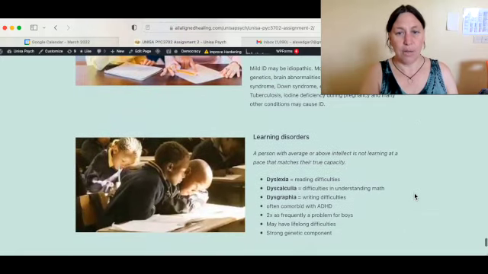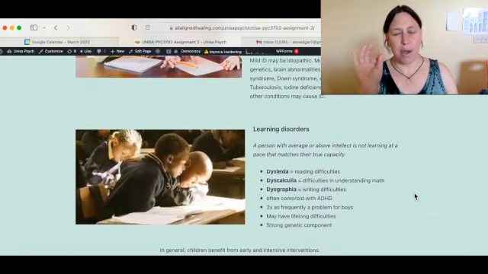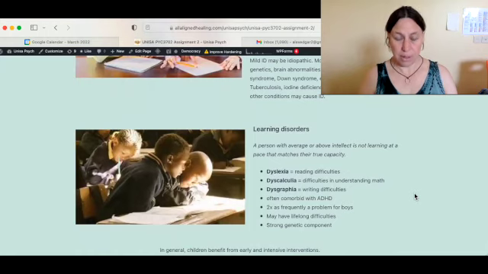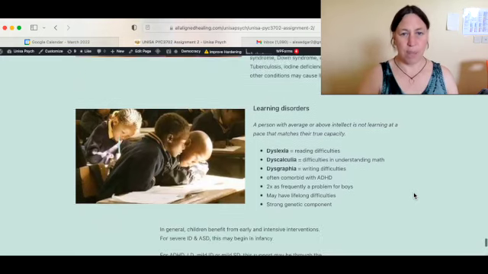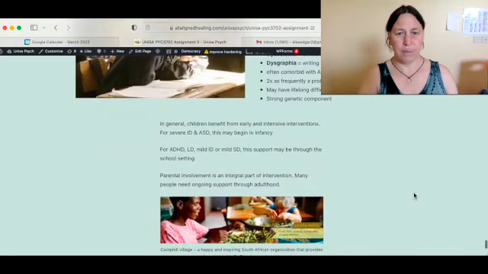Okay, learning disorders. You can be super bright and have a learning disorder. Some very famous, highly functional people have learning disorders, such as Richard Branson, who's a billionaire. You can divide them into 3: dyslexia, reading difficulties, dyscalculia, math difficulties, and dysgraphia, writing difficulties. Often comorbid with ADHD, twice as prevalent in boys, strong genetic component, may last lifelong. Intervention does help.